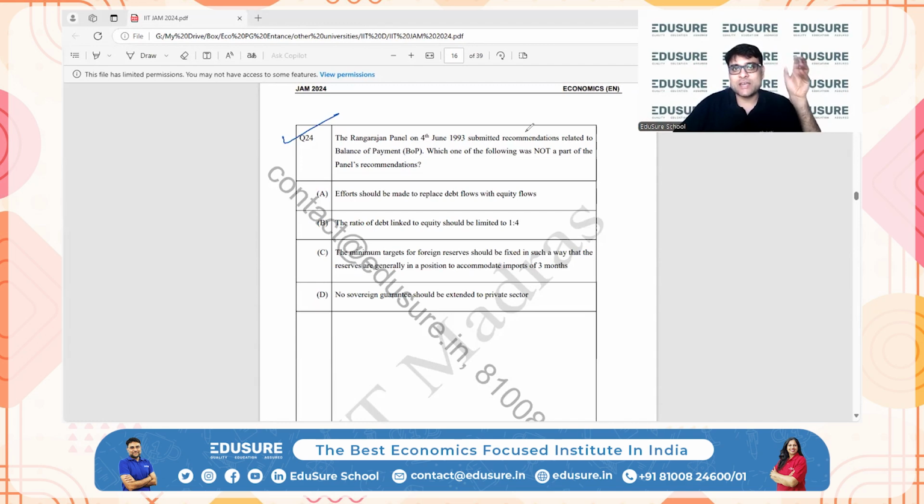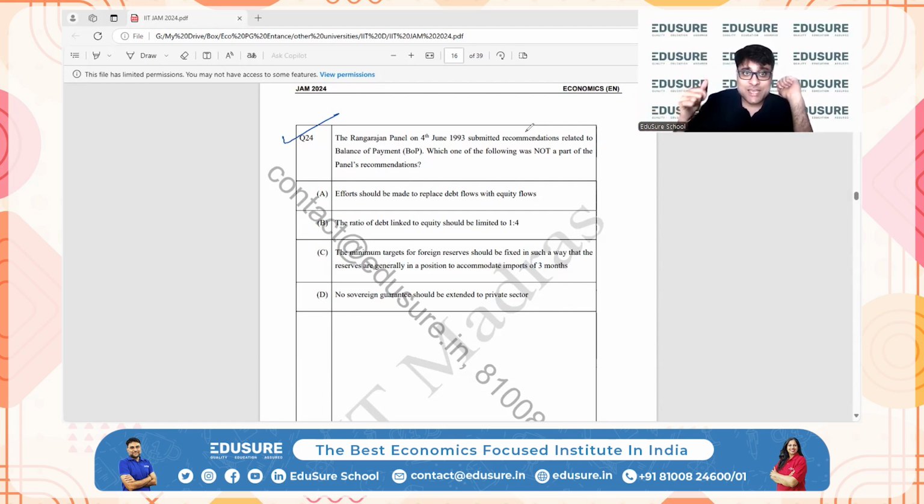There was a crisis in India in the early 1990s. Okay. That is the time when the panel was first made. The panel made several important recommendations to improve the BOP situation and avoid such a crisis in the future. Okay. So the key recommendations of the panel is efforts should be made to replace debt flows with equity flows. The panel suggested reducing the reliance on external debt and encouraging equity based investment in the country, like FDI, in order to stabilize the BOP.